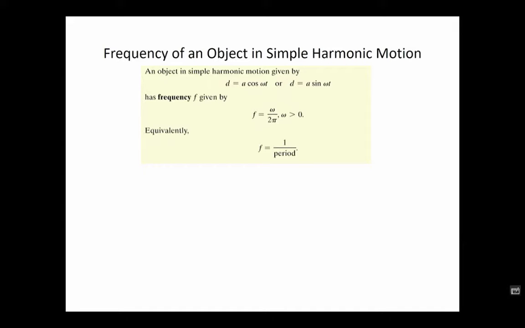The last idea that we want to introduce is the frequency of an object in simple harmonic motion. An object in simple harmonic motion given by these two equations has frequency f given by f is equal to omega divided by 2 pi, or equivalently, we can say that f is 1 divided by the period. Let's look at a couple of examples here.